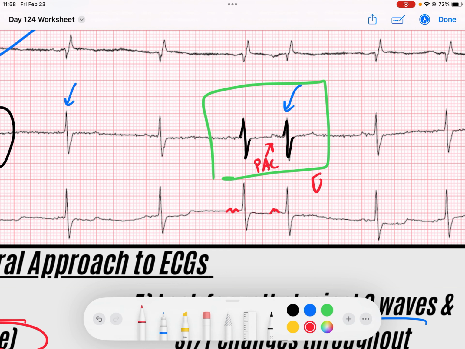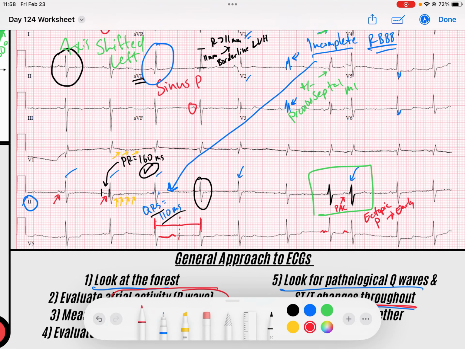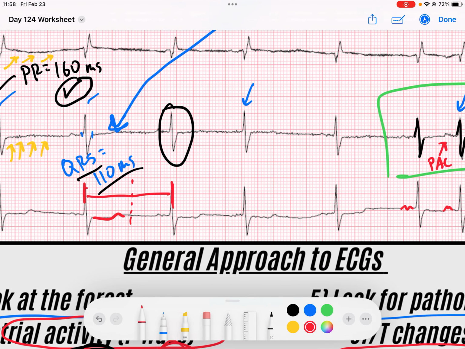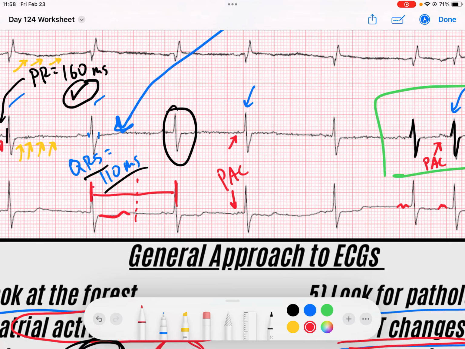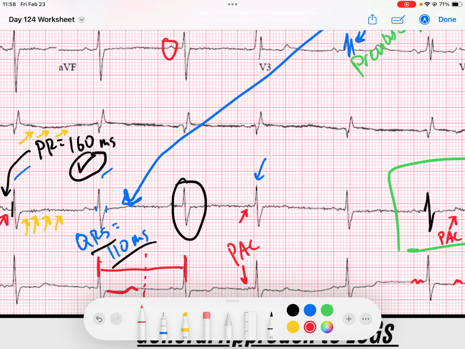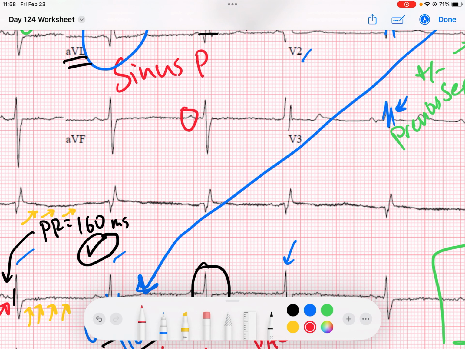These are ectopic P waves that occur early, right? So those are ectopic P waves, premature atrial contractions, right? Maybe this is one too, right? Maybe this is another PAC. You could probably see it better here. Actually here, I think AVF is the best lead, right?